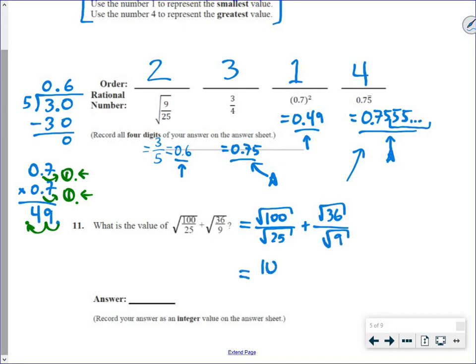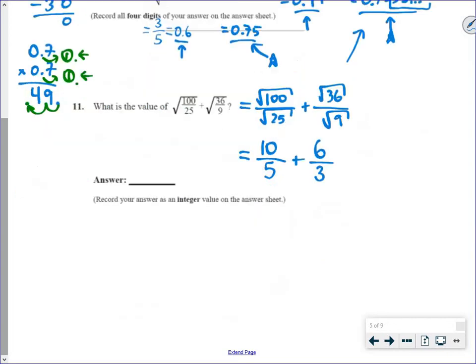Square root of 100 is 10, square root of 25 is 5, square root of 36 is 6, and the square root of 9 is 3. So moving on, the lowest common denominator of 5 and 3 is 15. So in order for me to turn these into equivalent fractions, I need to multiply top and bottom of this one by 3 and top and bottom of this one by 5. So the equivalent fractions then would be 30 over 15, and then this would be 30 over 15 as well.